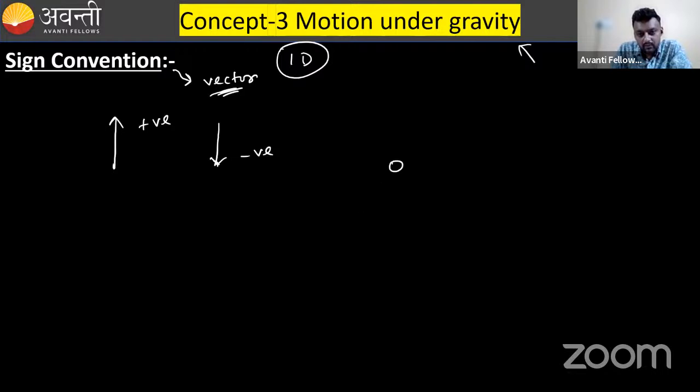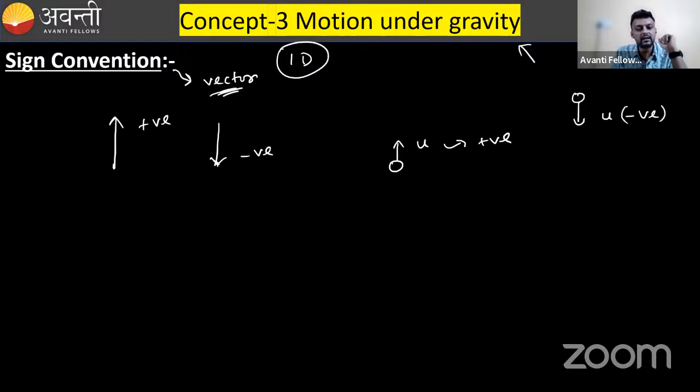For example, if there is a ball and I am throwing it in the upward direction with some velocity u, the velocity is a vector quantity and it is in the upward direction, so I will take it as positive. Clear? Another example: let's suppose I have thrown a ball in the downward direction from the top of a building, from the terrace, with some velocity u. This velocity is in the downward direction, so I will take it as negative.